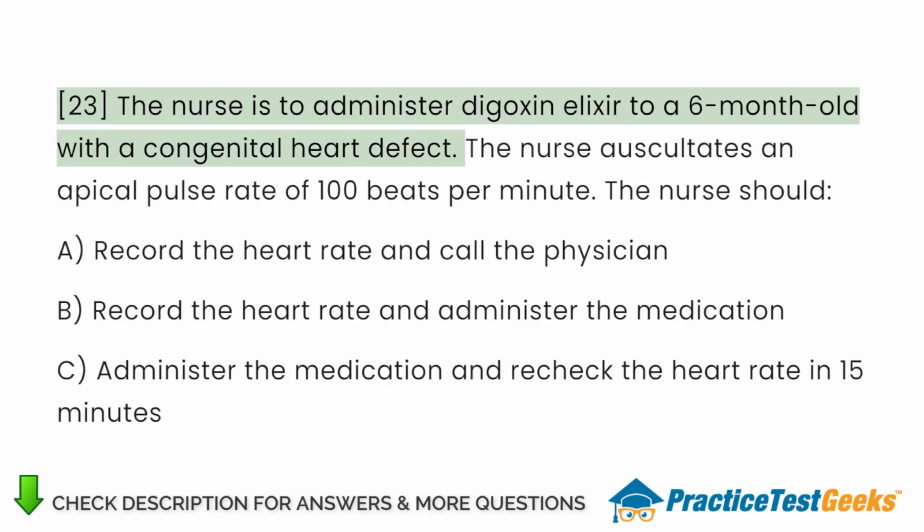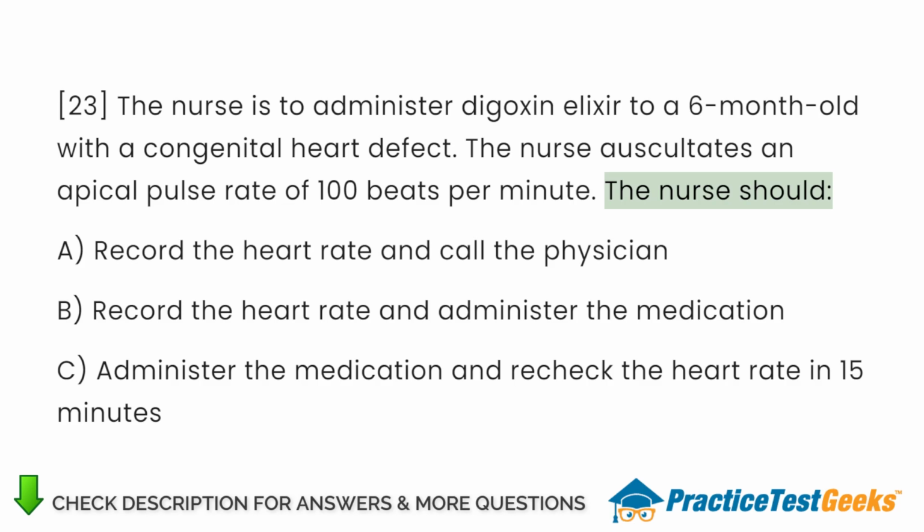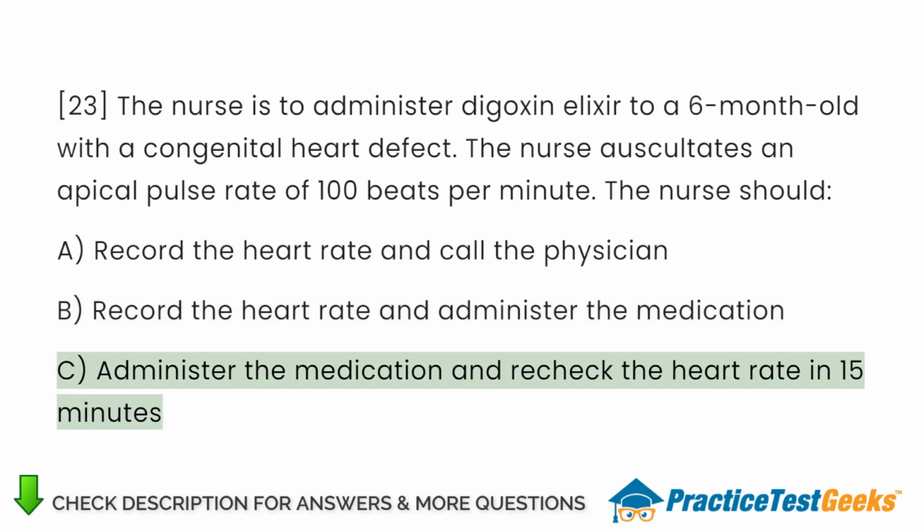The nurse is to administer digoxin elixir to a 6-month-old with a congenital heart defect. The nurse auscultates an apical pulse rate of 100 beats per minute. The nurse should A. Record the heart rate and call the physician. B. Record the heart rate and administer the medication. C. Administer the medication and recheck the heart rate in 15 minutes.